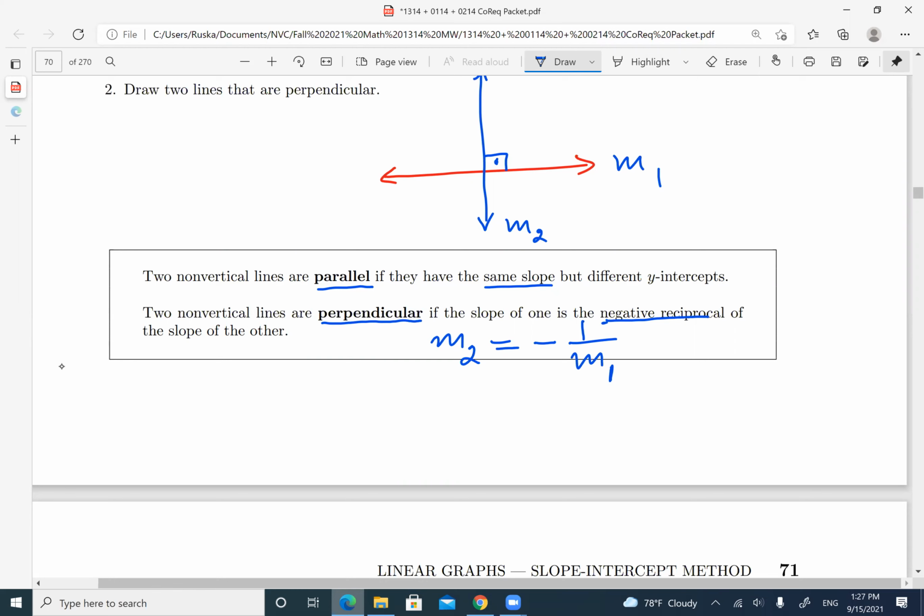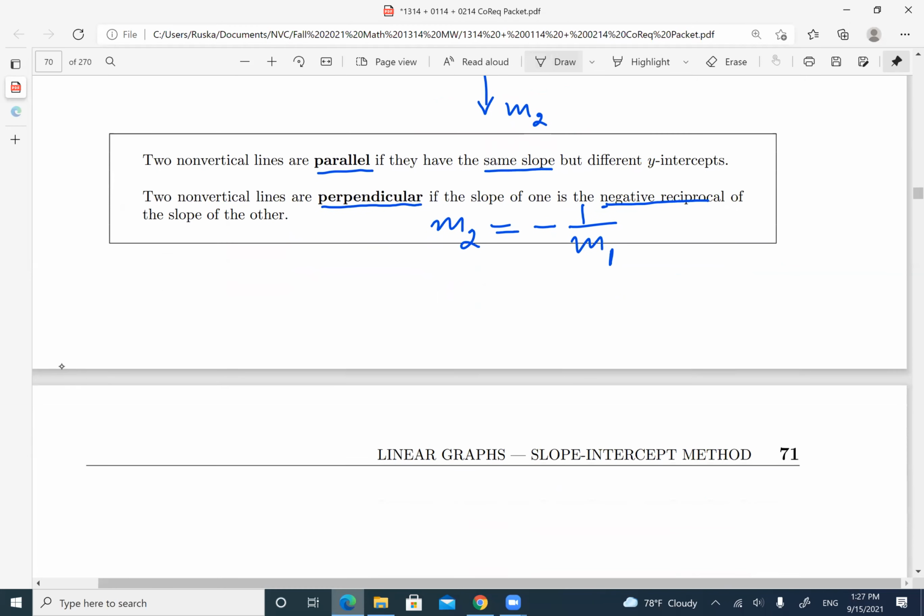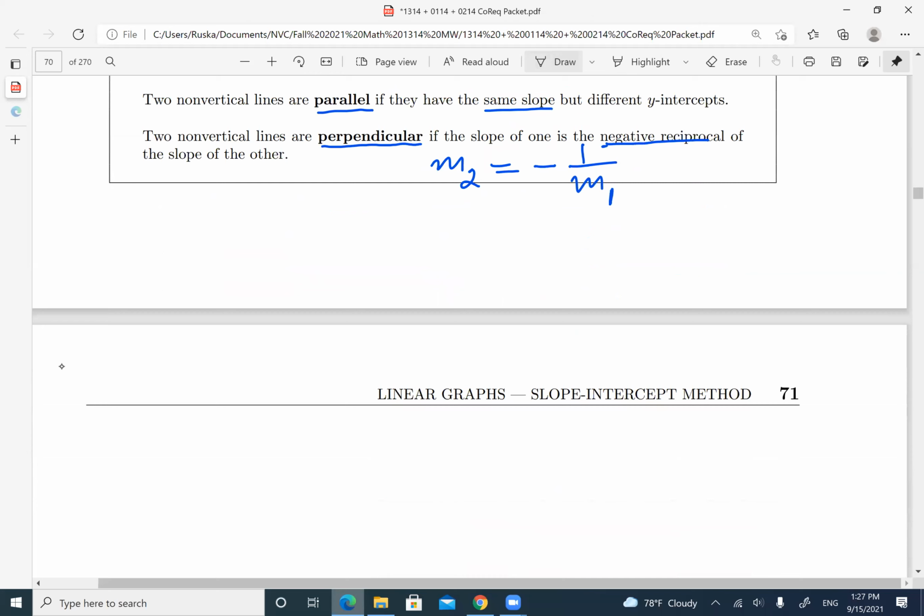Now, if they're parallel, they're going to have the same slopes. M1 equals M2. Okay? Everybody understanding this? So these are the properties for parallel and perpendicular lines. And then you're going to graph.